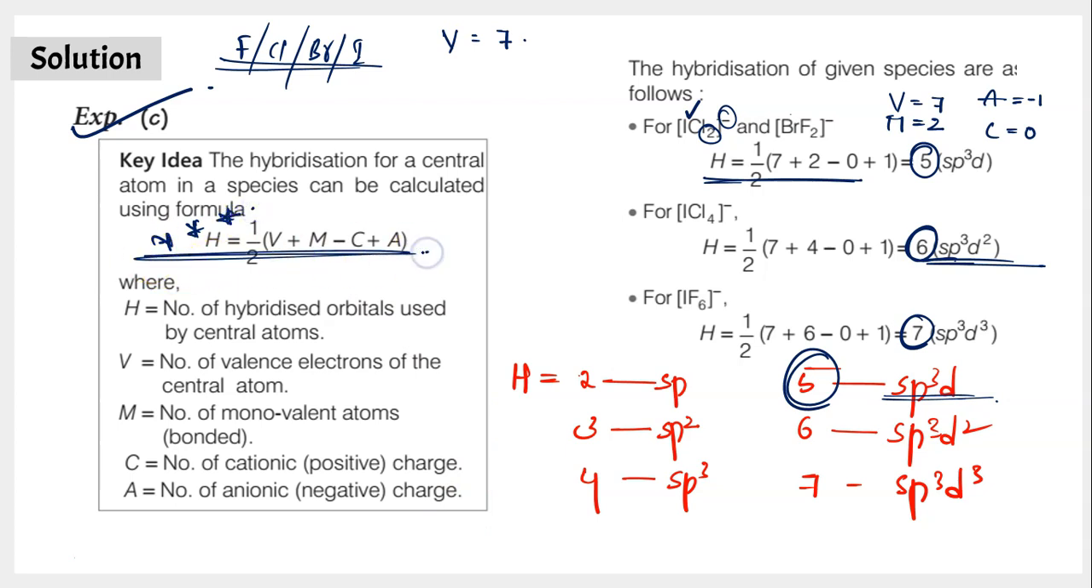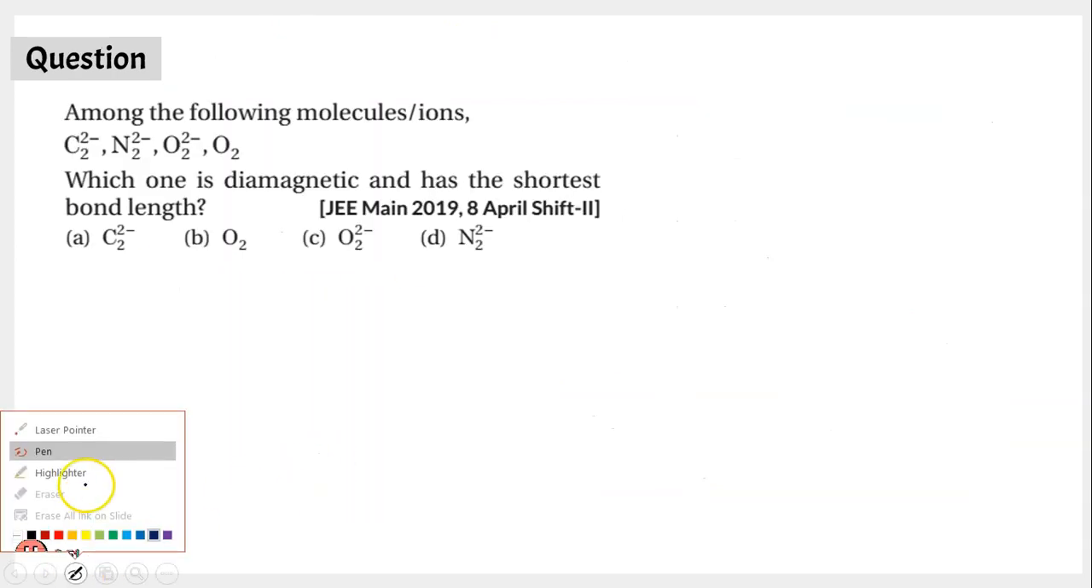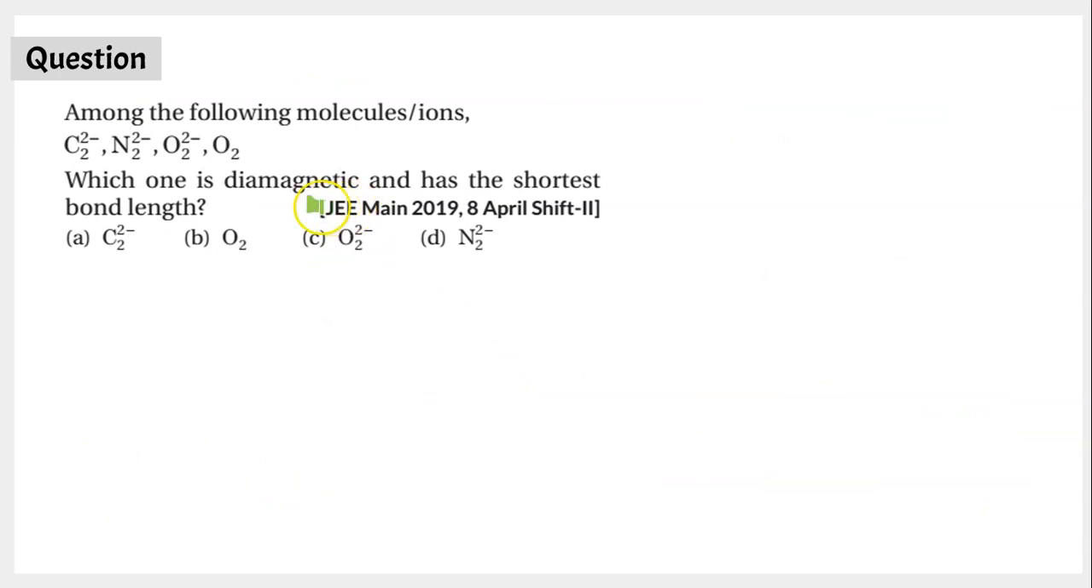This is very important. Now moving on to the next question, and this question is being picked up from the paper of Mains 2019 8th April Shift 2, and the question is talking about identifying the molecule which is diamagnetic and has got the shortest bond length from the given 4 units over here. So in the question, we have 4 molecules given, and the first one is C2 2-, followed by N2 2-, O2 2- and O2. Out of these 4 molecules, you need to identify the one which is diamagnetic and has got the shortest bond length. This is one of the most important patterns from chemical bonding.